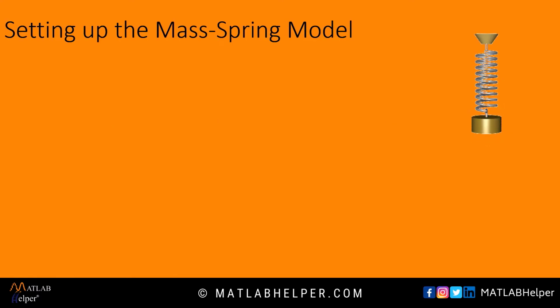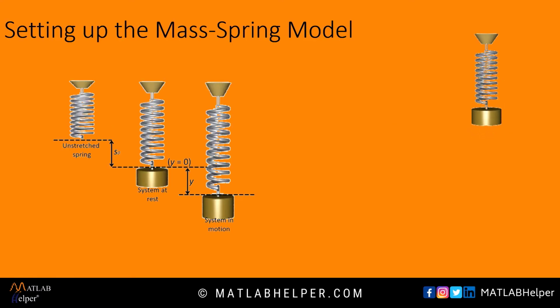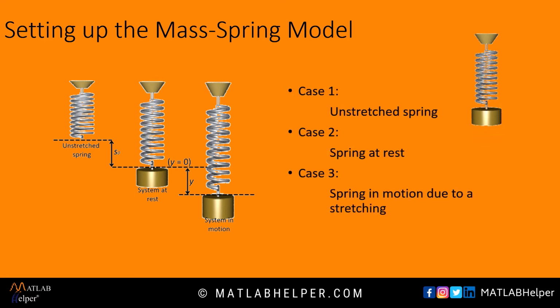There are three cases for this mass spring system. The first case is the spring at rest, where there is no mass attached to it. In the second case, we have attached some mass to the spring and we notice some stretching due to it. However, the spring is still at rest. Finally, we provide some stretching to the spring and set the spring in motion. So these are the three cases for the mass spring system. We will be discussing the third case, since the first two cases do not have any kind of motion.